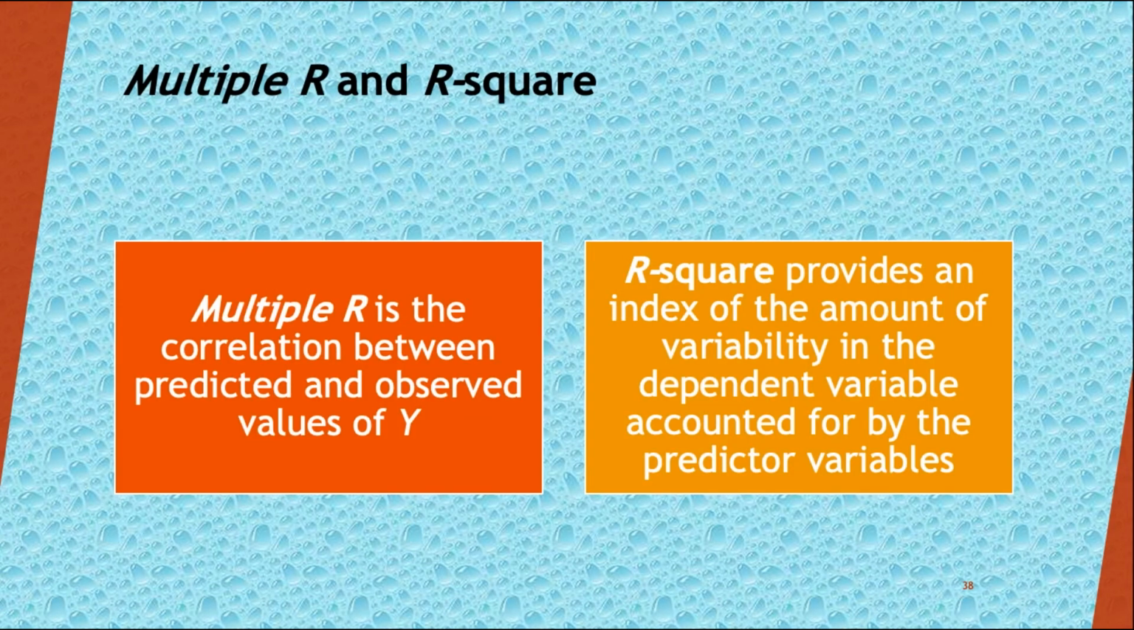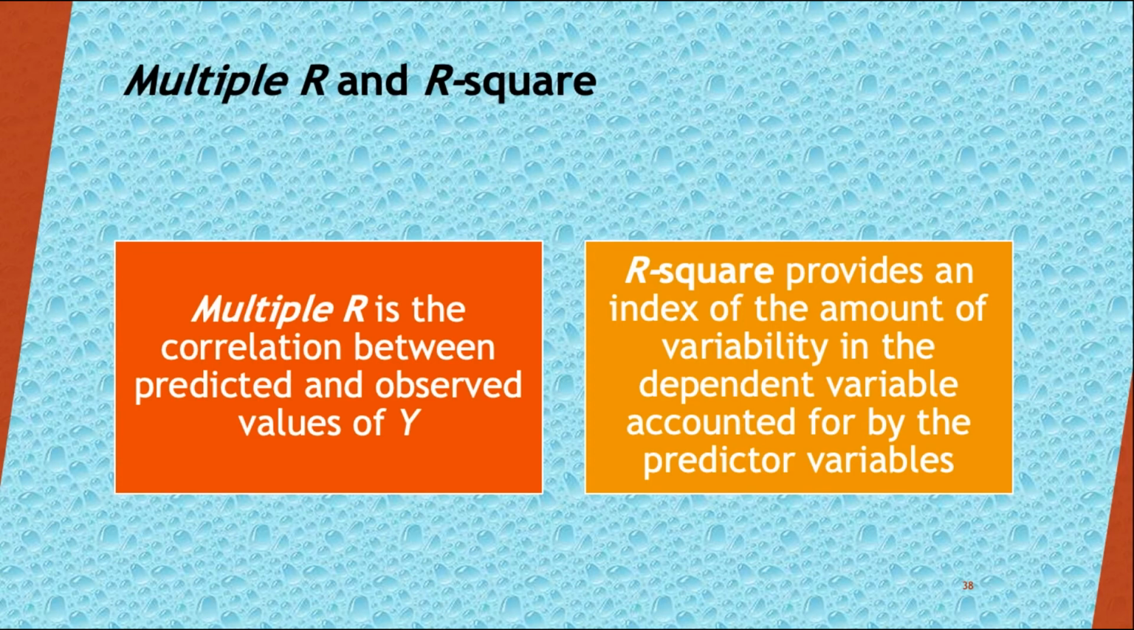So, multiple R and R square. Multiple R is the correlation between the predicted values of Y, or Y hat, and the observed value of Y. R square is simply the square of multiple R and provides an index of the amount of variability in the dependent variable accounted for by the predicted values.